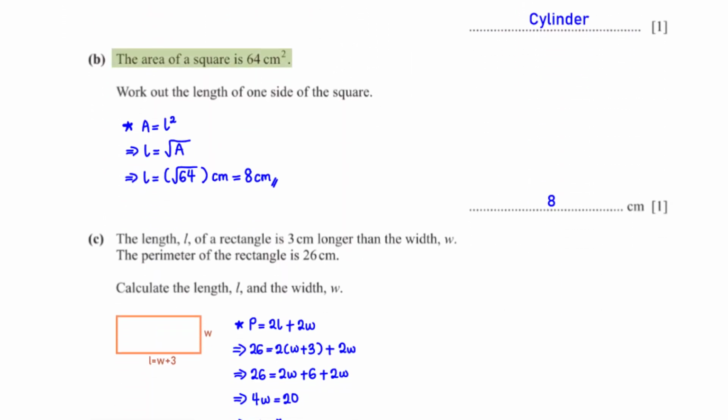The area of a square is 64 centimeters squared. Work out the length of one side of the square. Here is the formula for the area of a square. When we make the length L the subject, this is what we get. We've been given the area to be 64 centimeters squared. This gives us 8 centimeters.